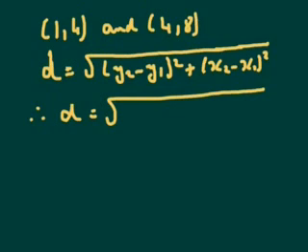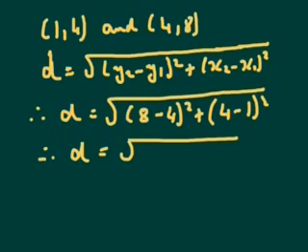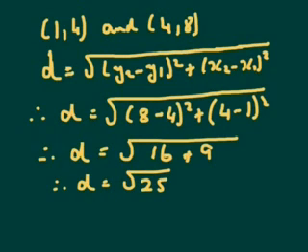So substituting in, what do we get? We get 8 minus 4 all squared plus x2, well x2 is 4 minus 1 all squared, and it's going to work out to be the same answer as before. So 8 take 4 is 4, 4 squared is 16, plus 3 squared is 9, and therefore D equals the square root of 25, therefore D equals 5 what? 5 what? Yes, 5 units, isn't it? We can write U for units, so that's the answer to that one.